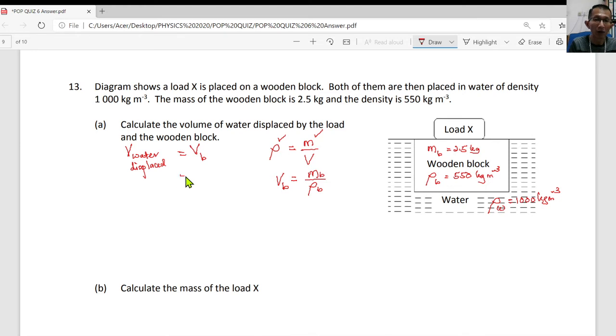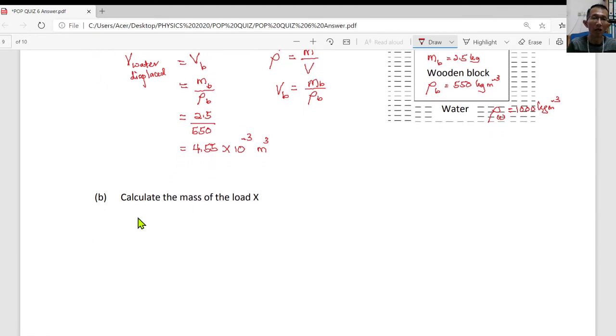Alright, so here, the mass of the block divided by the density of the block. The mass of the block is 2.5 kilogram divided by the density, which is 550. Okay, just calculate it. You should be able to get 4.55 times 10 to the power of negative 3 cubic meter. Okay, so the volume of water displaced is equal to the volume of the wooden block under the water. Alright, next, calculate the mass of load X.